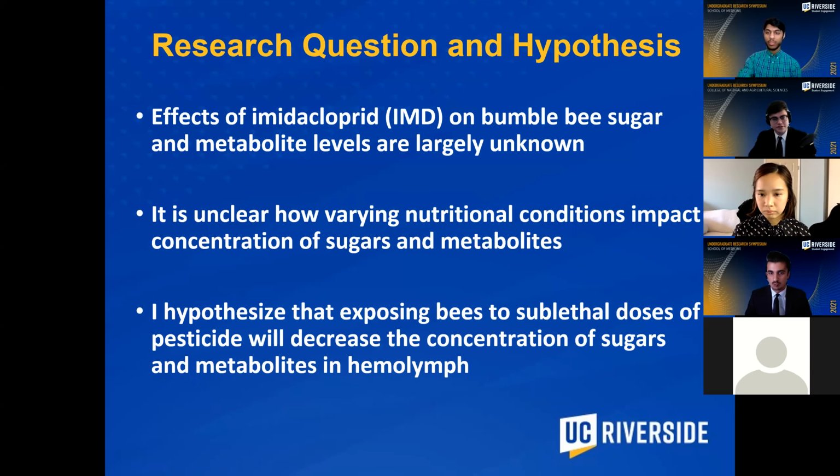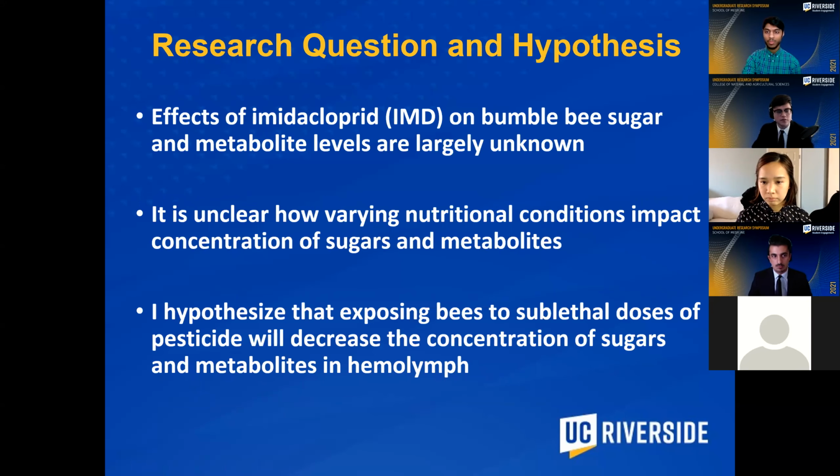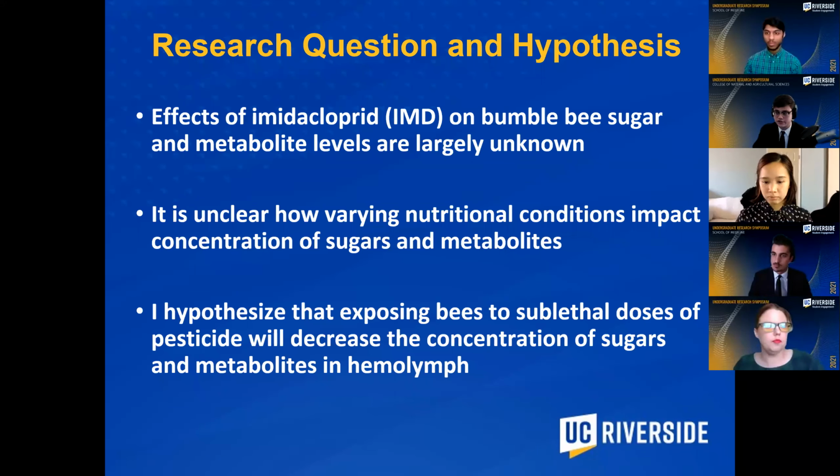For our research questions and hypothesis, the effects of imidacloprid on bumblebee sugar and metabolite levels are still largely unknown. It is unclear how varying nutritional conditions impact the concentration of sugars and metabolites. I have hypothesized that exposing bees to sublethal doses of pesticide will decrease the concentration of sugars and the relative abundance of metabolites within hemolymph.